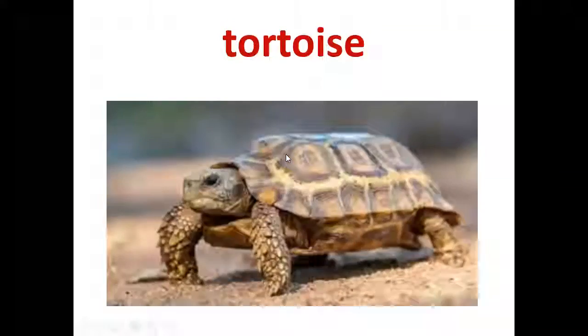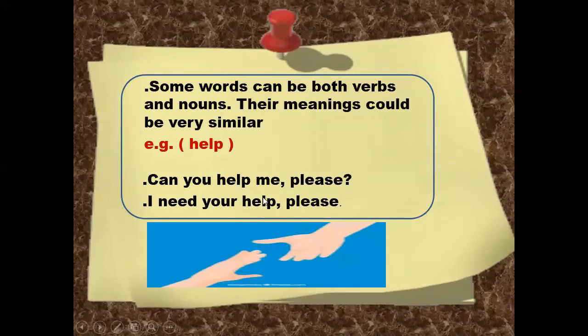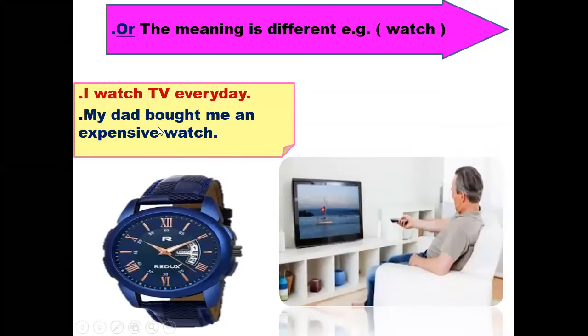Tortoise is an animal. Some words can be either verb or noun, but there is no difference between the meaning of them, like the verb help. But other words have differences between the verb and the noun, like the verb watch and the noun watch.